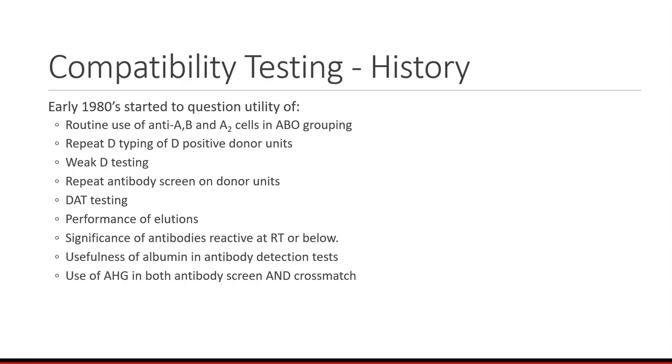Usefulness of albumin in antibody detection tests. This was one of the first potentiators used for enhancing antigen-antibody reactions in the transfusion service, but better ones have come about. It's still a tool in our toolkit, but it's not used for routine testing. The use of AHG in both the antibody screen and cross-match. We'll talk about the different types of cross-matches, but in general, if you have an antibody screen that's negative through AHG, then a lot of places will not do a Coombs cross-match on the donors.